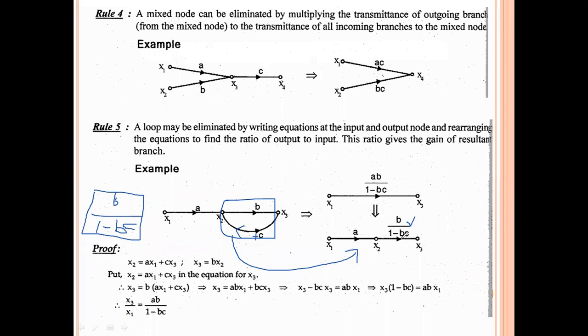And now these two are in cascade. So simply we can eliminate this cascade connection by multiplying those two branch transmittances or branch gains. So A into B by 1 minus BC, you'll get this. So now you can see this entire SFG is simply reduced to this one. So this is how we can eliminate a loop in signal flow graphs.